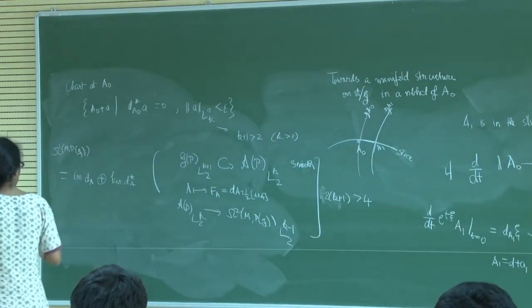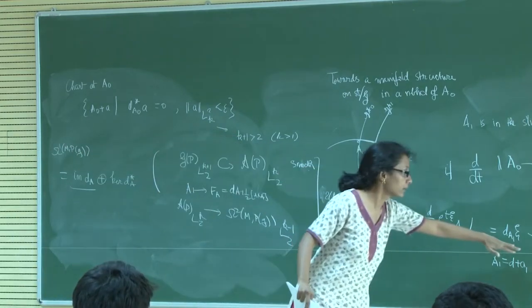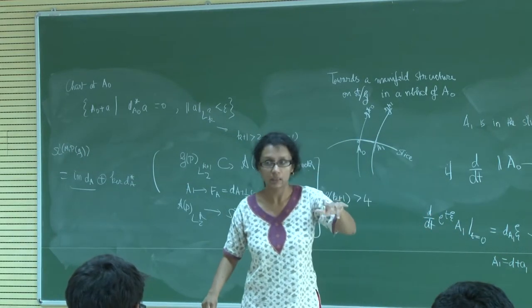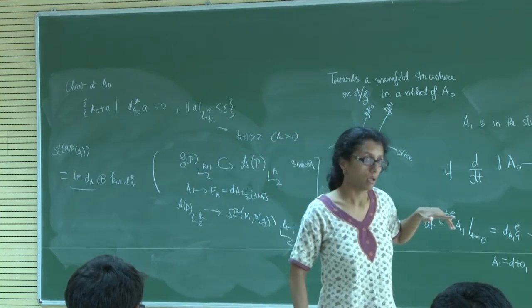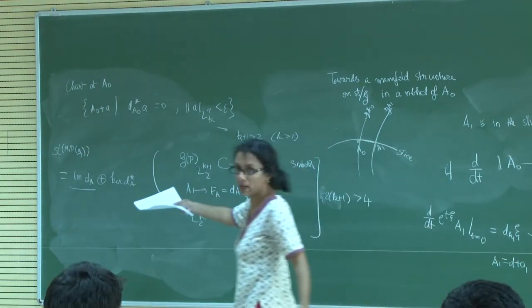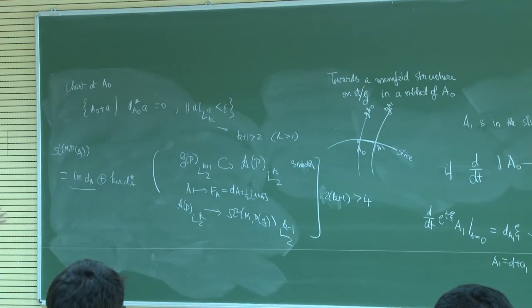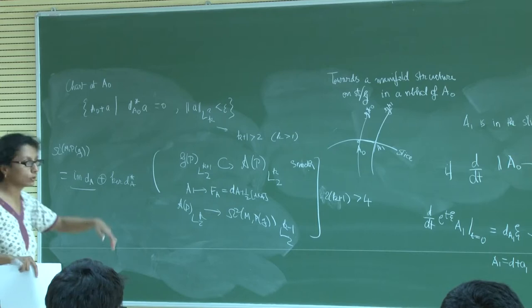And what is this image DA? Image DA is exactly these infinitesimal gauge group actions. So if the orbit looks similar for nearby connections, then we get a manifold structure. So we are saying that the stabilizers are of the same size. That's roughly what we are saying. So let's get to the stabilizers.